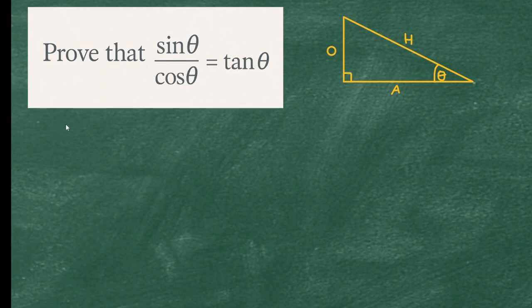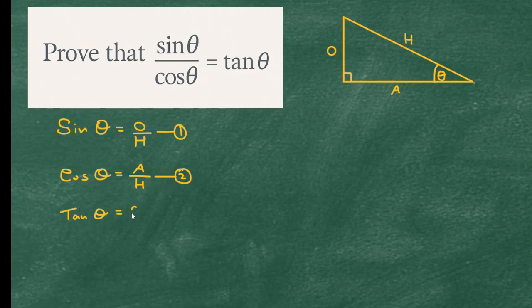Now we know sine theta is equal to opposite over hypotenuse. You memorize this as so. Now, similarly, we know cos theta is equal to adjacent over hypotenuse. Second. Now, tan theta is equal to opposite over adjacent.